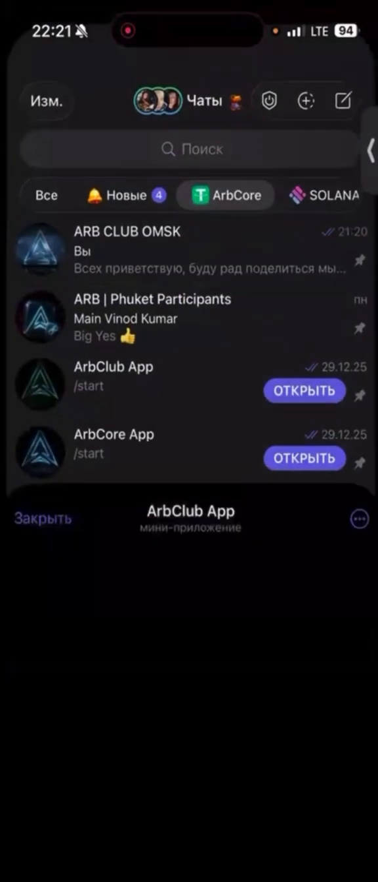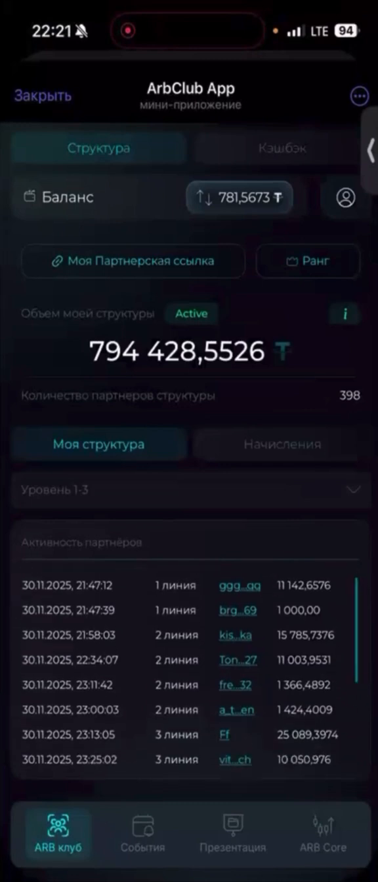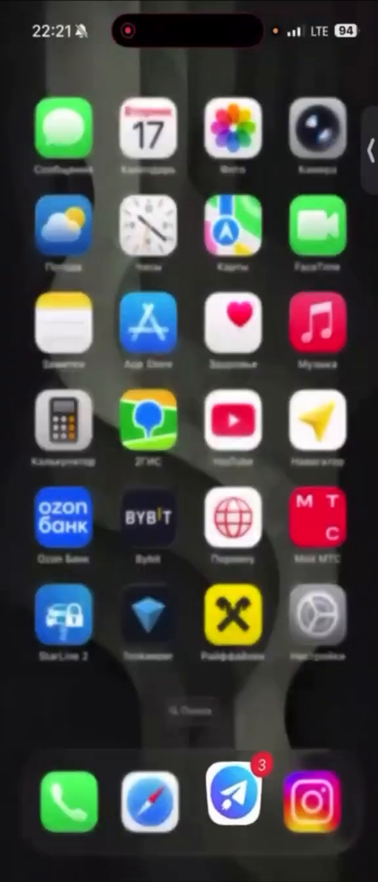Now we move on to the second application. This is the ARB valve application. This is already according to the network program. Before I tell you in full now all types of income, and there are 3 of them in total, we have already sorted out the first one, 5% personally.